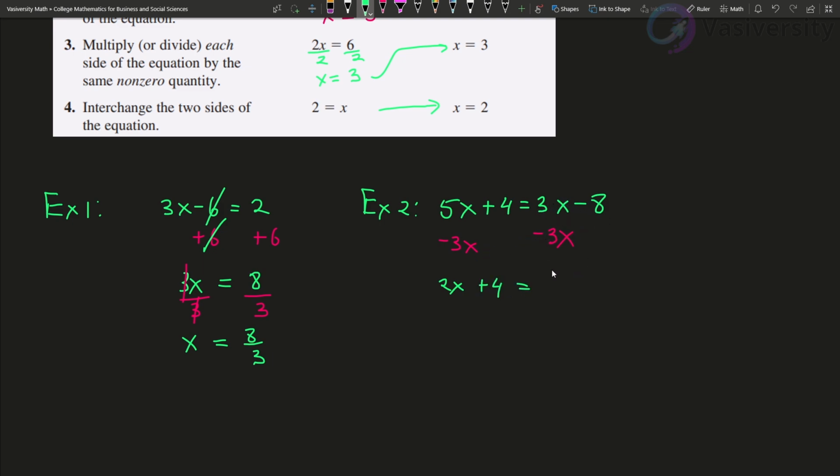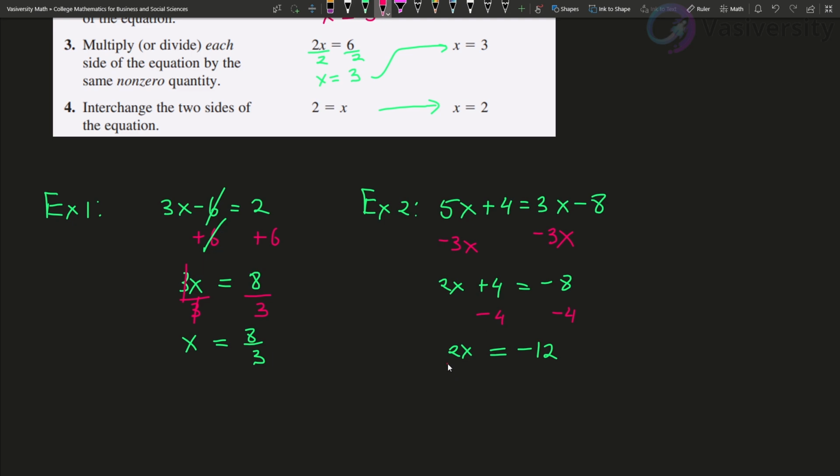0 minus 8 becomes negative 8. Okay, so now let's go ahead and subtract 4 from both sides. We will have the following. We will have 2x, positive 4 minus 4, that's 0, so it's just 2x plus 0, which is 2x, is equal to negative 8 minus 4. So negative 8 minus 4, that's going to be negative 12.